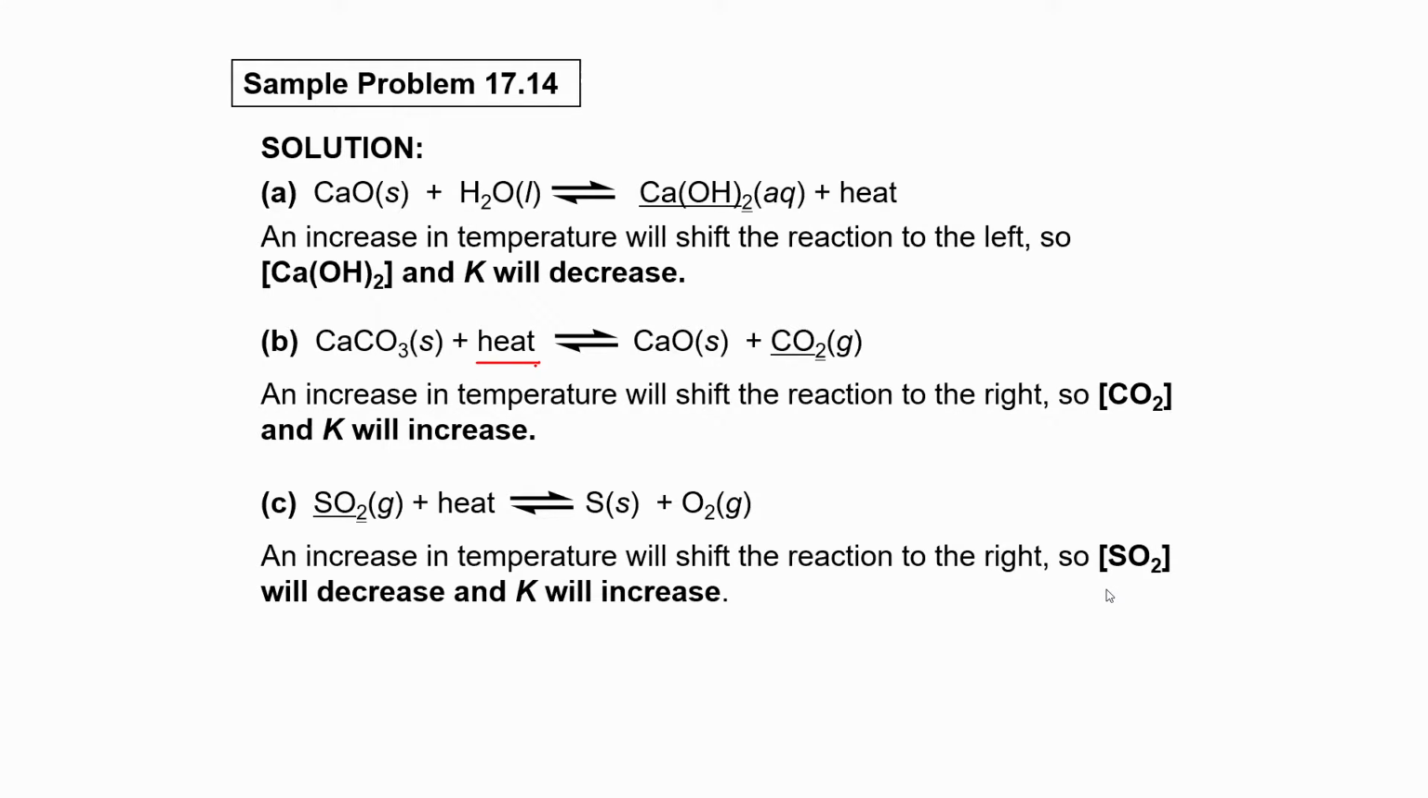So an increase in temperature will shift the reaction to the right. So SO2 will decrease and K will increase. Of course, it'll increase. Anytime you put more stuff on the right, the K value is going to get greater. Anytime you shift to the left, the K value is going to get smaller. The K or the Q. Remember, they're interchangeable. But if we're talking equilibrium, we're talking K.